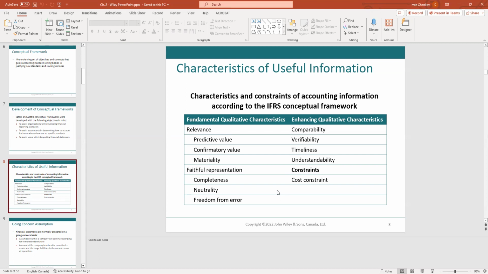Why do we need to achieve those? In order to compare the statements of one company to another, to verify the numbers, to receive the reports in a timely fashion so we can make decisions, and for the reports to be understandable enough for users with sufficient accounting or financial background to read them. And we're always going to have constraints, which is the cost versus benefit.